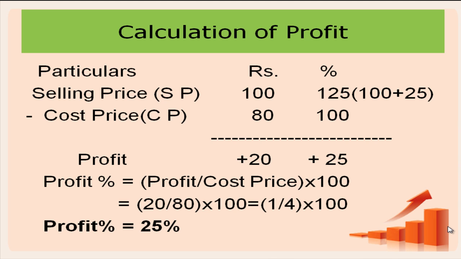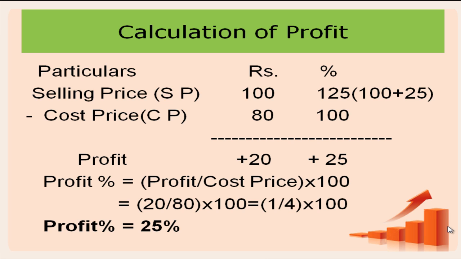Hi, now we are going to see calculation of profit. Selling price is given as 100 and cost price is given as rupees 80. So we have to determine the profit in rupees. So profit in rupees is equal to selling price minus cost price, that is equal to 100 minus 80, that is equal to plus 20.